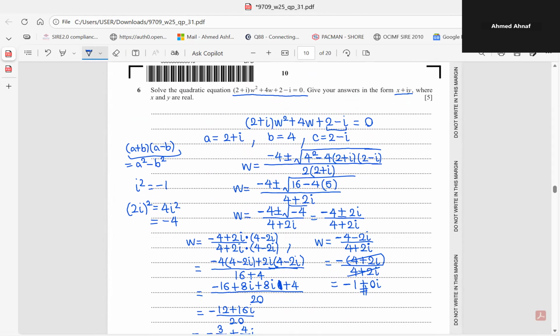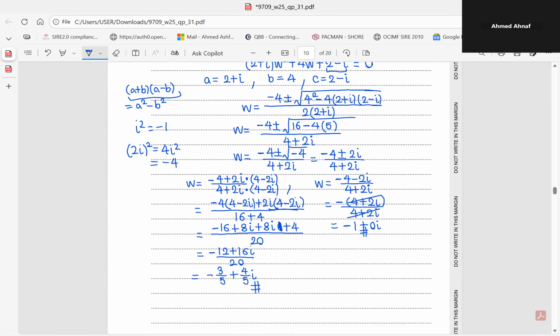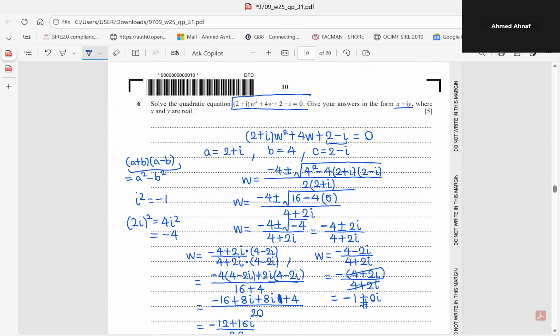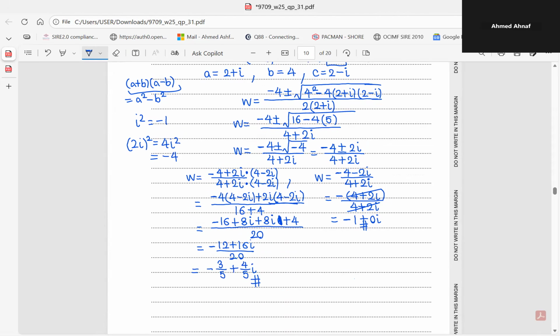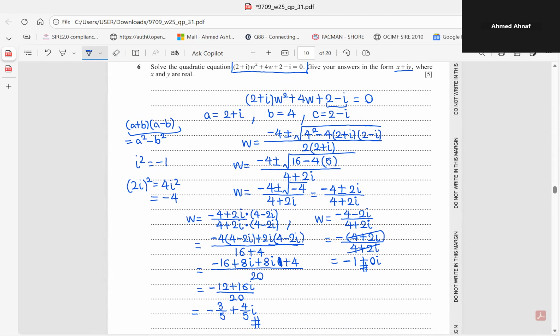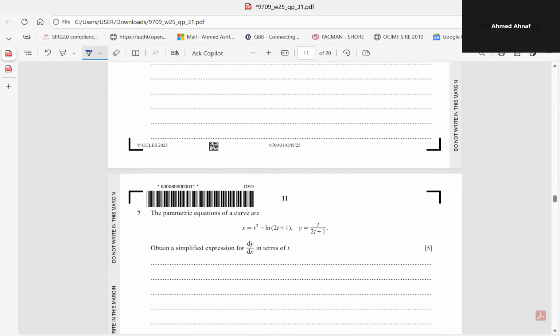If you want to check whether both of these are correct, just go into the complex mode of your calculator and substitute these exact complex numbers back into the left-hand side of this equation, and see whether you get 0. So yeah, this would be our final answer for this question. Let's head on to the next question.